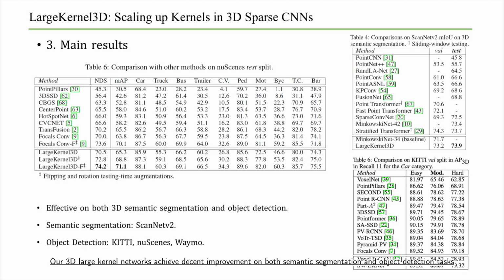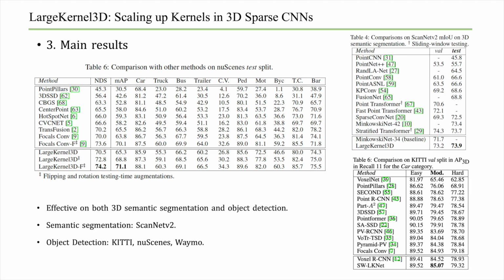Our 3D large kernel networks achieve decent improvement on both semantic segmentation and object detection tasks. For the first time, we show that 3D large kernels can be realized efficiently and effectively.